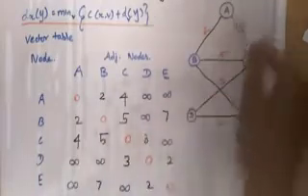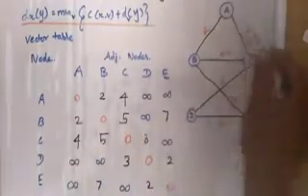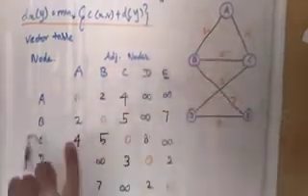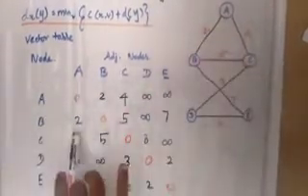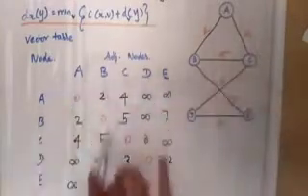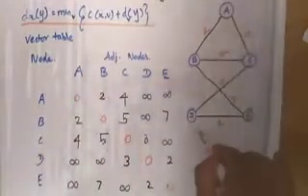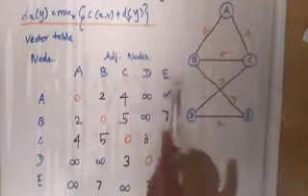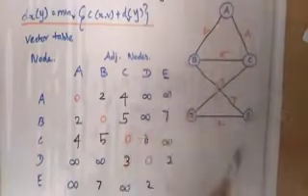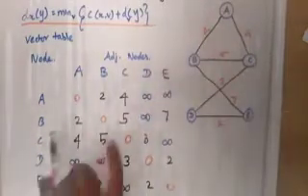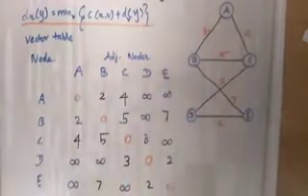Since we don't have a direct connection between A to D and A to E, I am making it infinity. Similarly, when I come to B, I fill the table as: B to A is 2, B to B is 0, B to C is 5, B to D there is no direct connection so it is infinity, and B to E there is a direct connection. Like this we have filled up the vector table, or we call it the routing table.